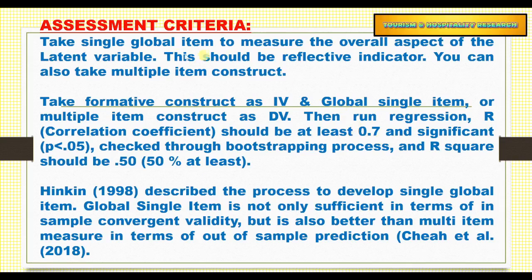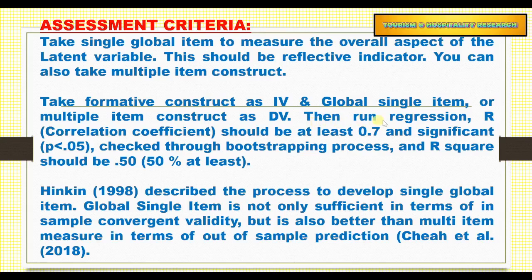In this, we take a single global item to measure the overall aspect of the latent variable. This should be a reflective indicator, and you can also take a multiple item construct. But it has been advised that a single global item gives much better results when the sample size is large. Take the formative construct as IV and the global single item or multiple item construct as DV.